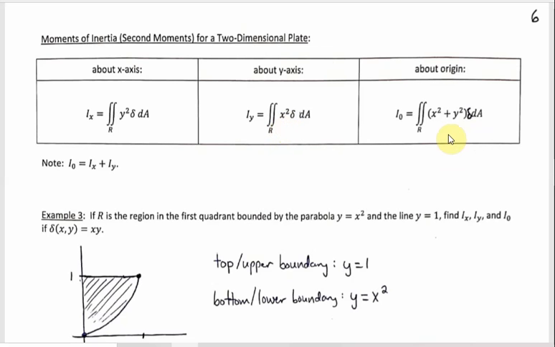Then the one about the origin, I don't even really think of this one as being a double integral, because you can split that into 2 double integrals and it ends up being I sub x plus I sub y. So every time I've seen this come up, it's always get all 3 of these. The easiest thing to do is get the one about the x-axis, the one about the y-axis, and then for the origin, just add them together, like it says down here. That's the only computational difference.